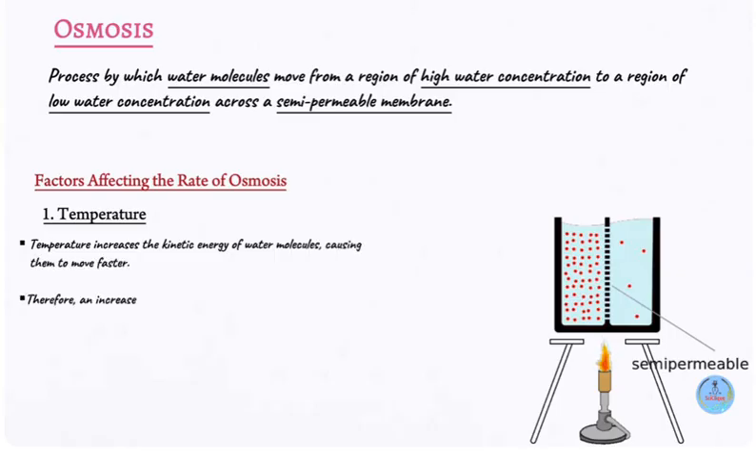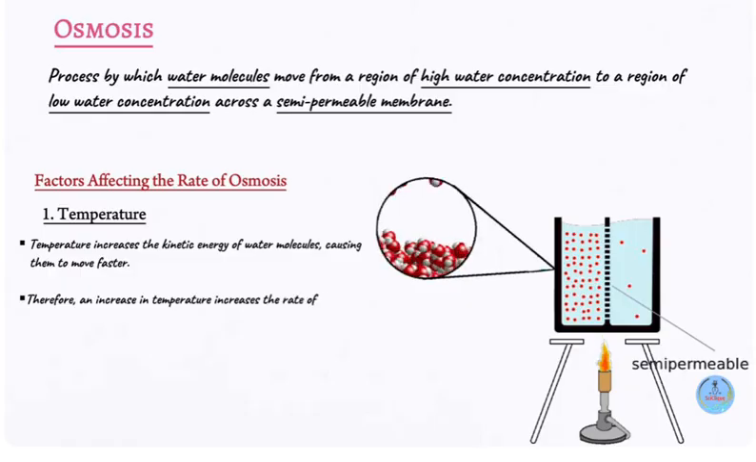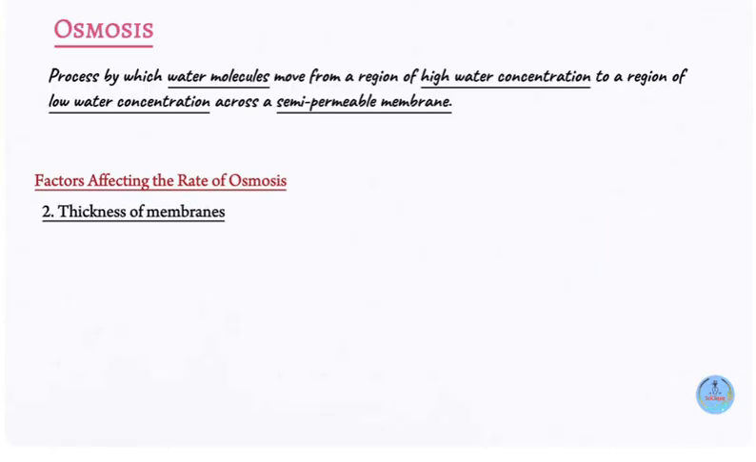And the reason for this is because temperature affects the kinetic energy of the water molecules. So an increase in temperature increases the kinetic energy of the water molecules, therefore increasing the rate of osmosis. So if you have a certain setup and you want osmosis to take place at a faster rate, you can simply increase the temperature.